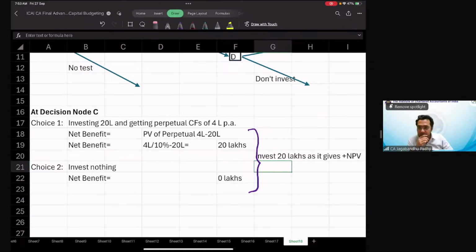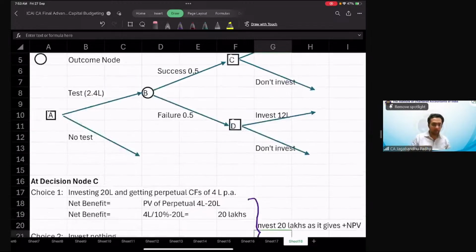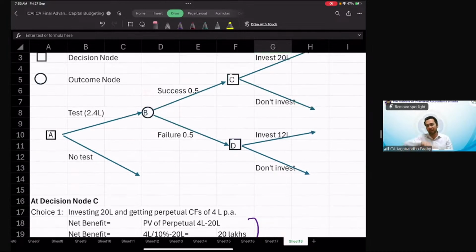Karthik is asking me, it's a total investment to get 4 lakh cash flow, so shouldn't it be 20 lakh divided by 2.4 lakh? That 2.4 lakh is a current situation, Karthik. That is not yet considered. Whether to invest that 2.4 lakh or not depends on the decision you take in the outcome in B, and then that B actually depends on C. So we are just going backwards.